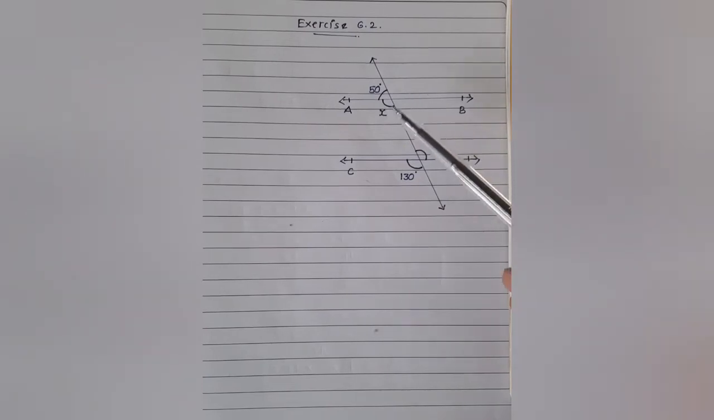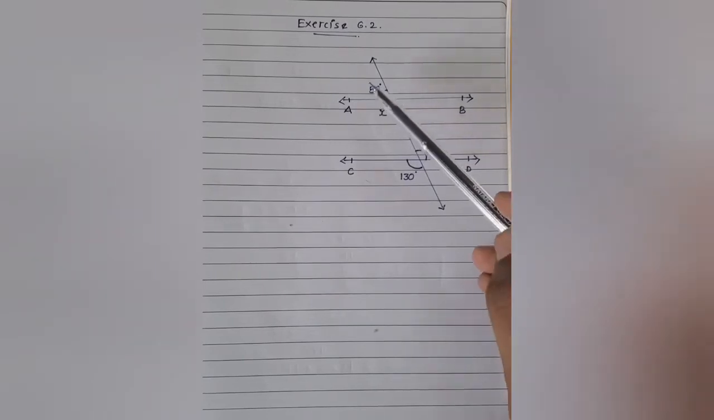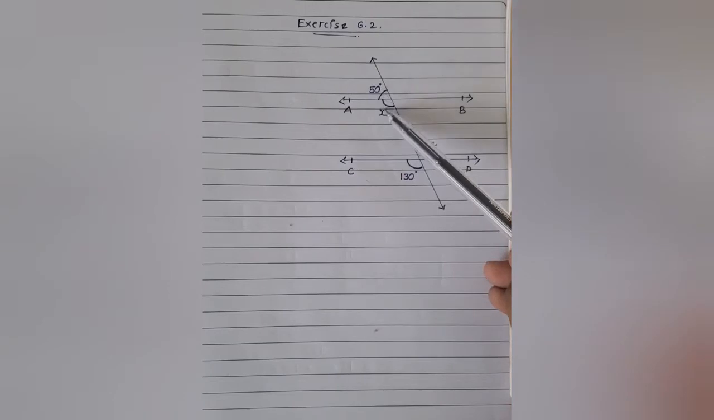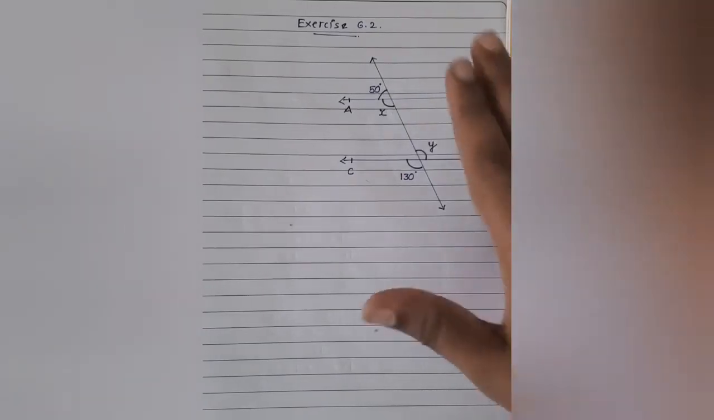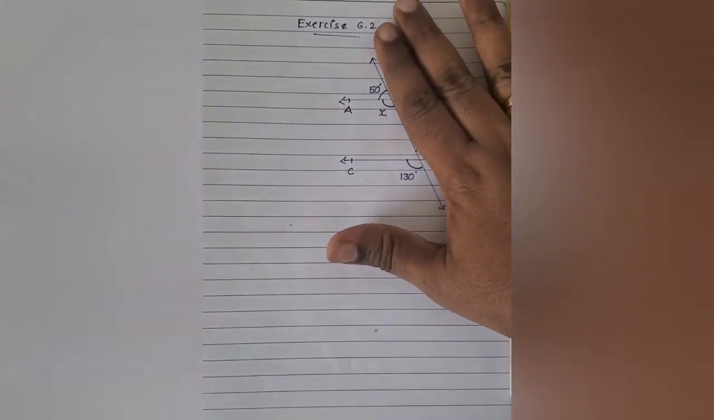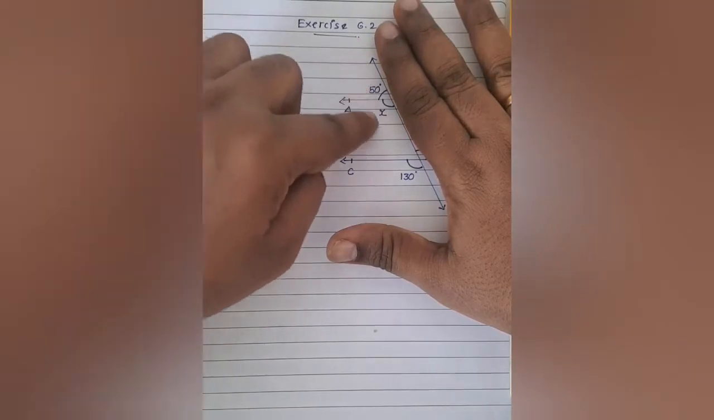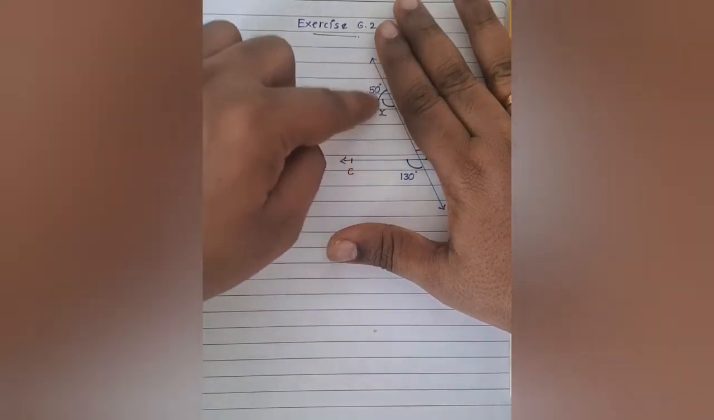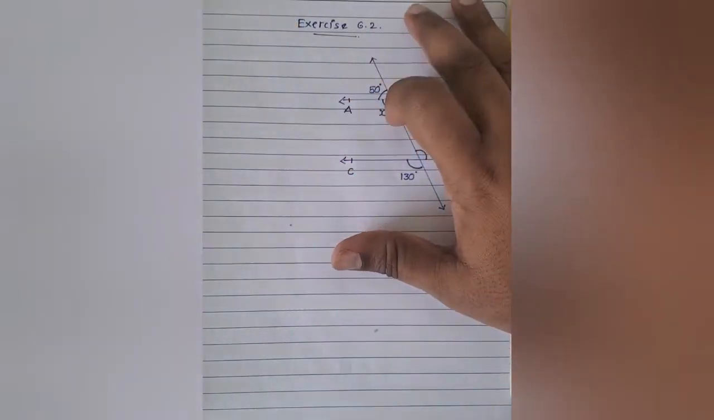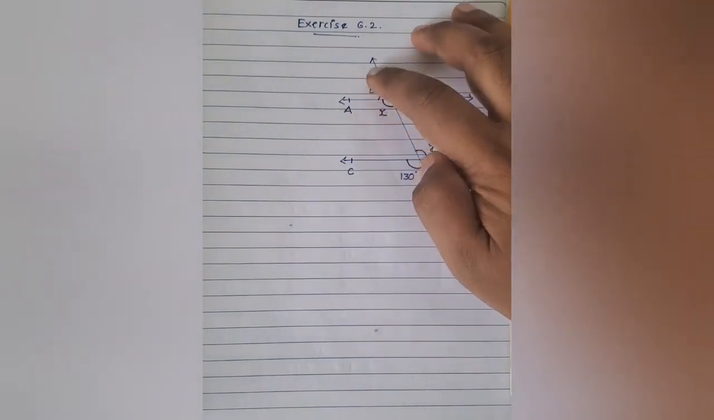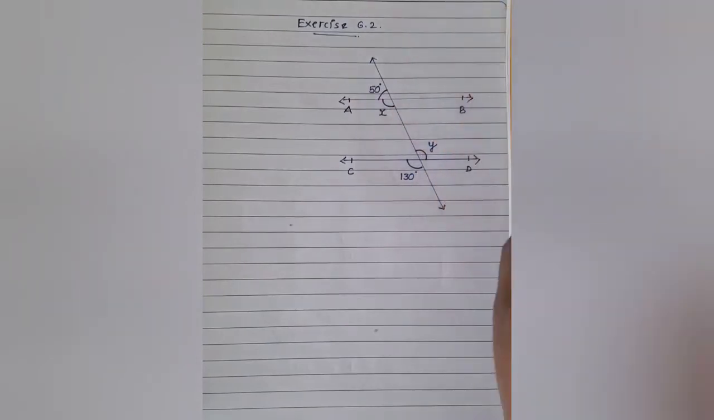Now, if we could observe angle x and this particular angle which measures 50 degree, is there any relationship between these two angles? Yes, these two angles, if you could observe, they actually form adjacent angles, or what you can call the linear pair of angles. Yes, so x and 50 degree, they together form the linear pair of angles.